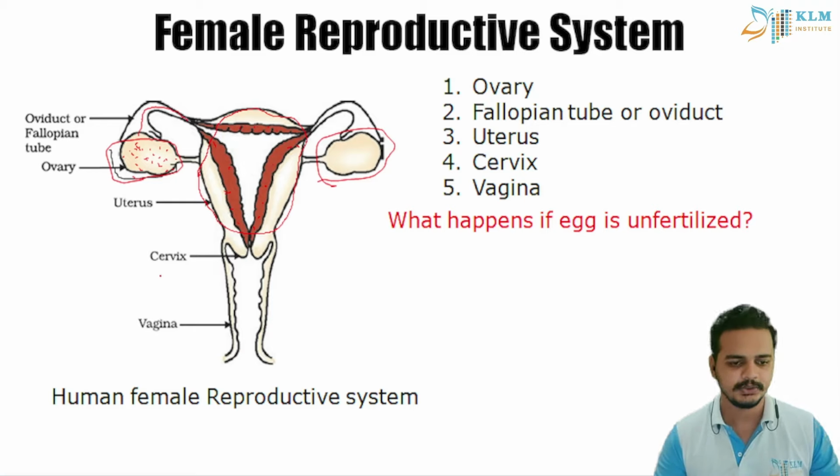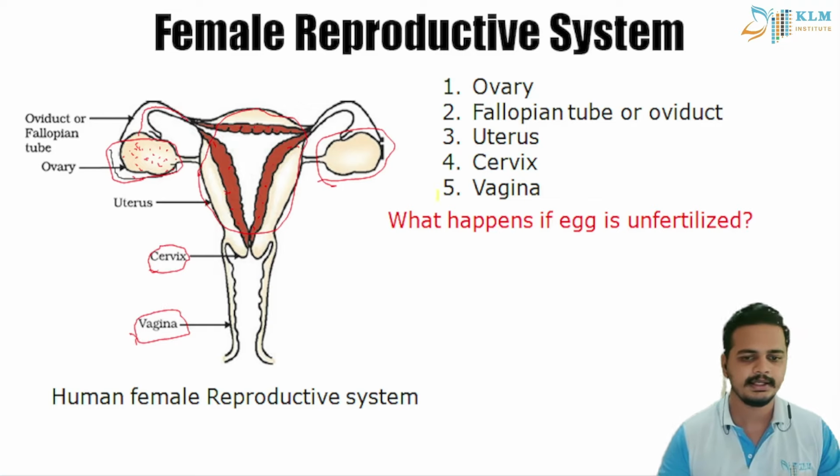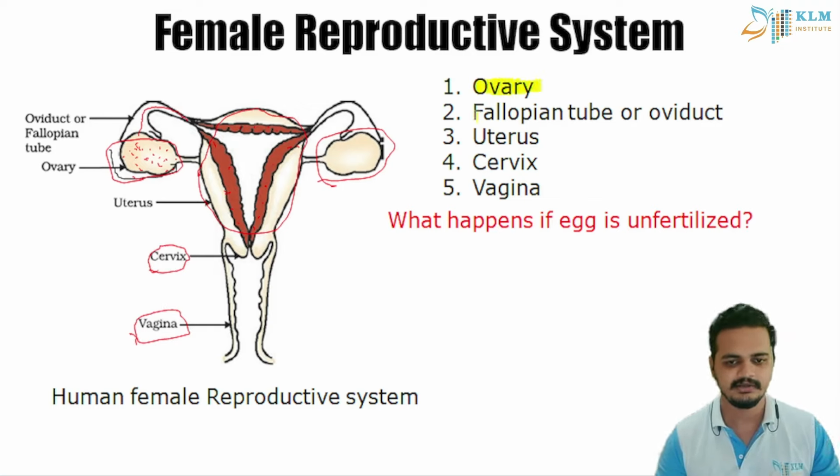Also, you can see the presence of the cervix and vagina, where the entry of sperm is seen, and you can also pass urine through it. Here are the parts necessary for the female reproductive system: ovary, fallopian tube, uterus, cervix, and vagina. If a female is fertilized with the sperm, then a baby grows inside the womb.